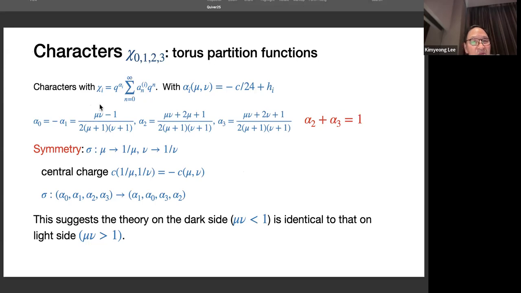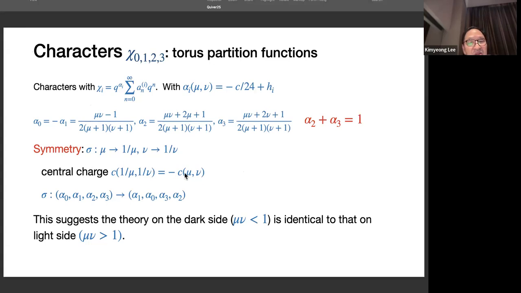Now, we note that these exponents have an interesting property: alpha 0 equals minus alpha 1, and is given in this form. Alpha 2 and alpha 3 are given in this form, and their sum is equal to 1. In particular, it is symmetric under the exchange of mu going to 1 over mu and nu going to 1 over nu, under which alpha 2 and alpha 3 are exchanged, and also alpha 0 and alpha 1 are exchanged.